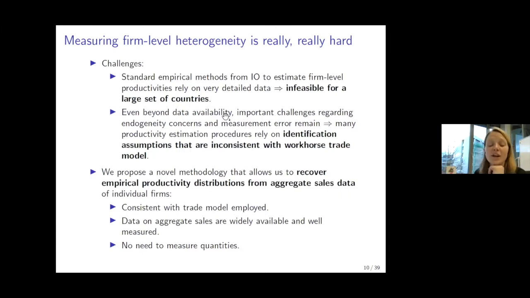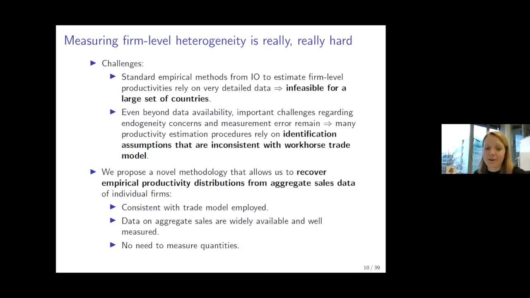So that's why we started to think very deeply, and we now want to propose a novel methodology that allows us to recover the empirical productivity distributions from aggregate sales data alone of individual firms, in a way that is consistent with the trade model employed, and get at these baseline underlying empirical productivity distributions using the model, in a theory-consistent way. And I will talk a bit more about this later.